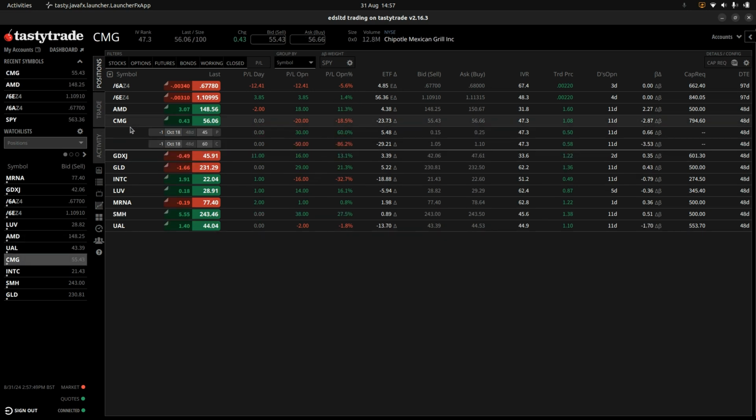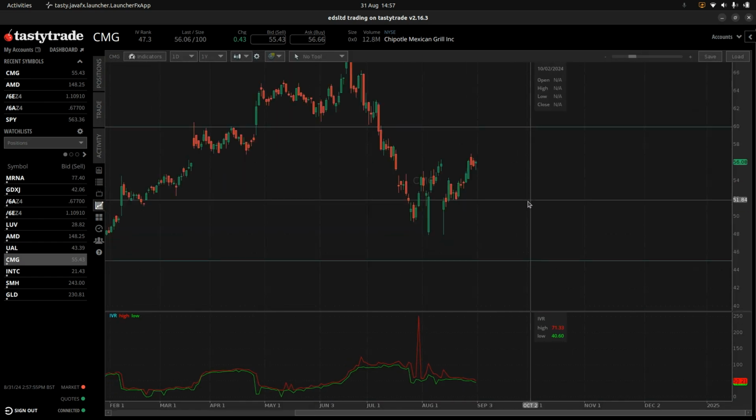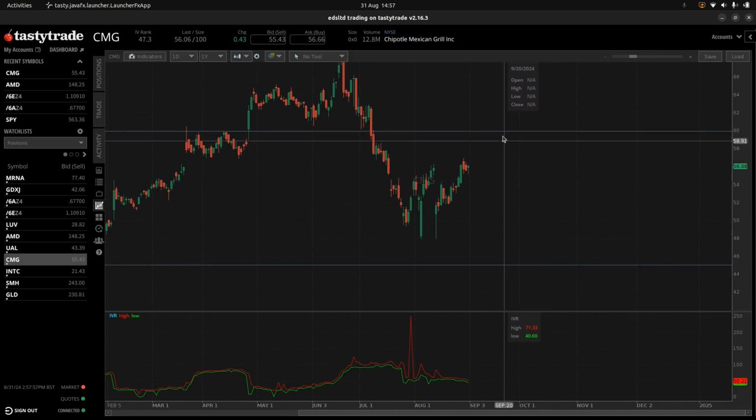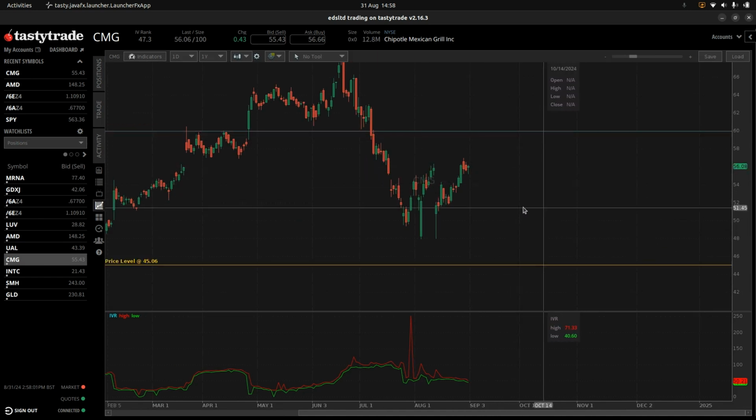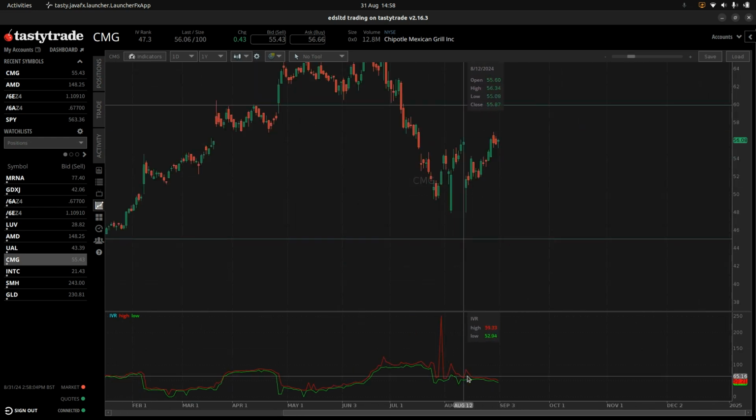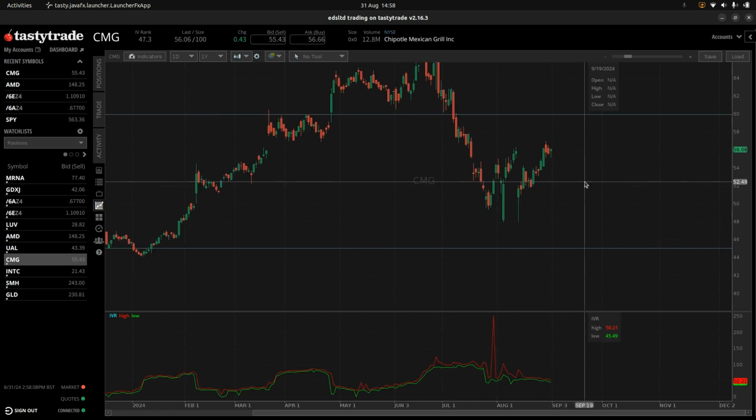CMG, let's have a look. We are down a little bit on CMG. Let's take a look at the chart. So you can see we've got our short call here at 60 and our short put at 45. IV rank seems to just be slowly coming down, which is fine.